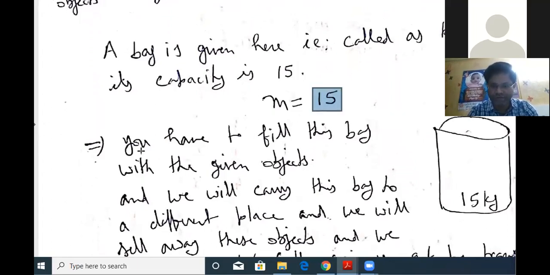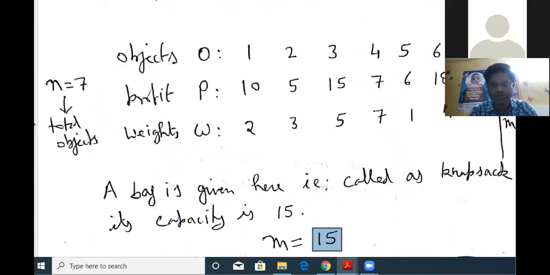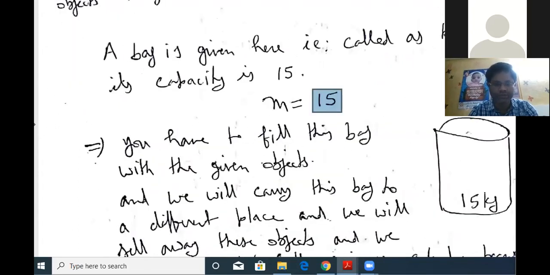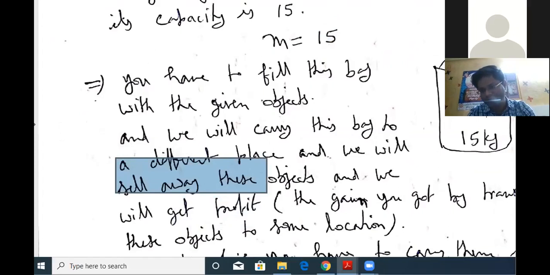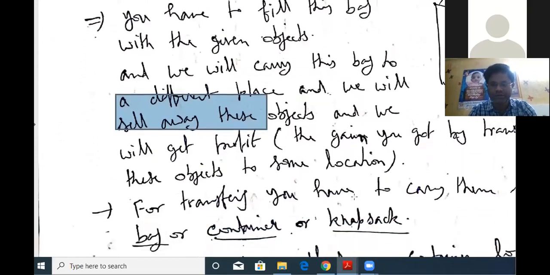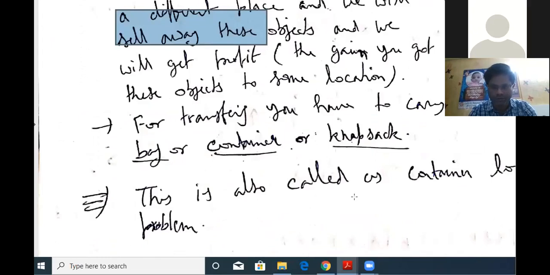First you have to fill the bag with some given objects. The objects are given here. You have to fill the bag with the given objects, and we will carry this bag to a different place, sell the objects and get the profit. So how will you get the profit? Using the knapsack, you carry the weight inside it, carry this knapsack somewhere else and sell the products, and by selling the products you achieve some profit. This is the gain that you got after selling the particular items.